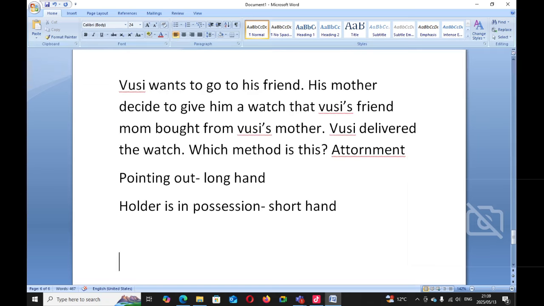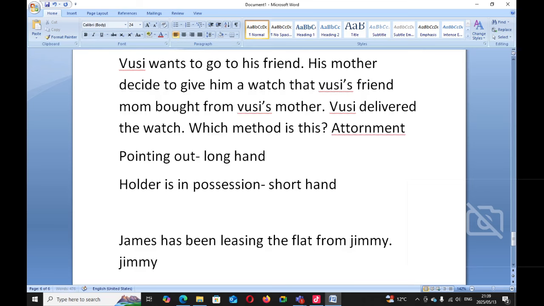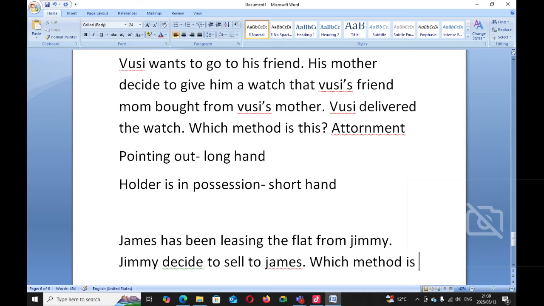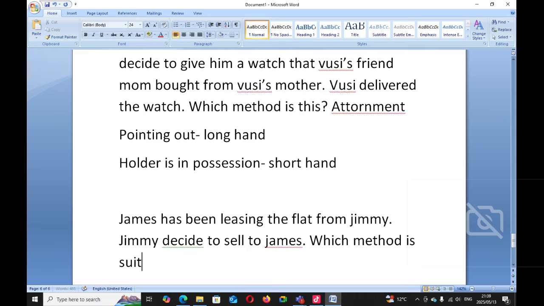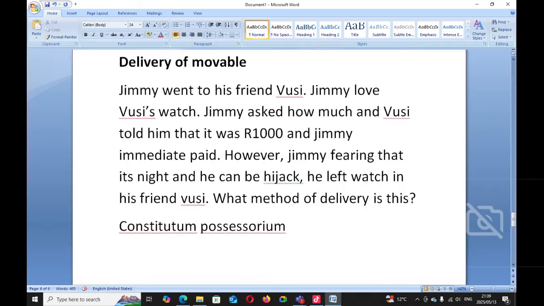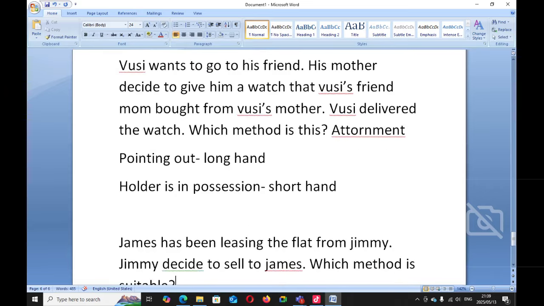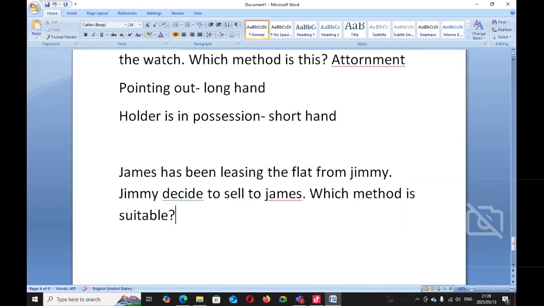Now, let's say that James has been leasing the flat from Jimmy. Jimmy decides to sell to James. Which method is suitable? Do you think that there's a method that is suitable? Constitutum possessorium, attornment, short hand, long hand. Which method is suitable?